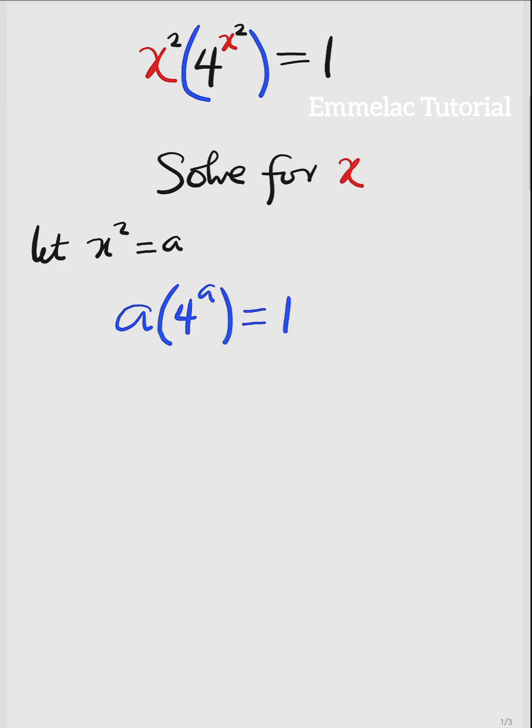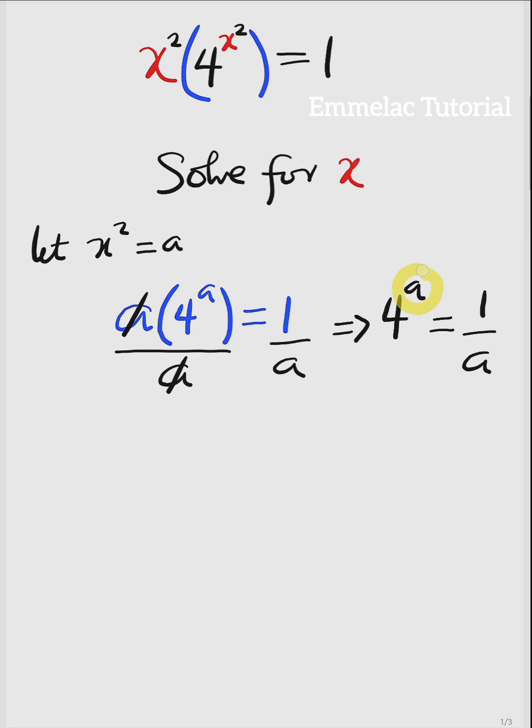The next thing we need to do here is divide both sides by a. Now this clears off this, so we are left with 4 raised to a equals 1 over a. Next, we need to see a way to take this a, which acts as an exponent, to become an exponent to this. So how do we do that?